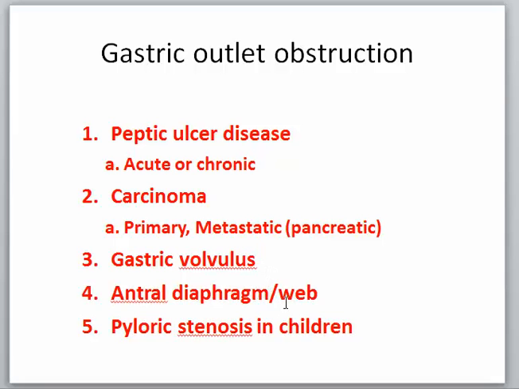Antral diaphragm or web is rare, and pyloric stenosis in children, you know about it. It is the hypertrophic pyloric stenosis of children. So we have ulcer, cancer, and volvulus. Ulcer, cancer, and volvulus are the main causes of gastric outlet obstruction, plus that one occurring in children, which is the hypertrophic pyloric stenosis.